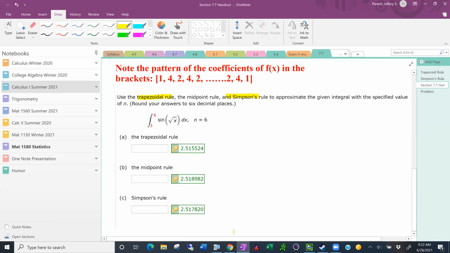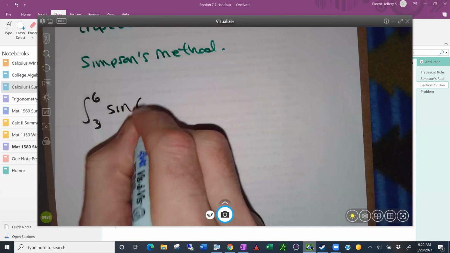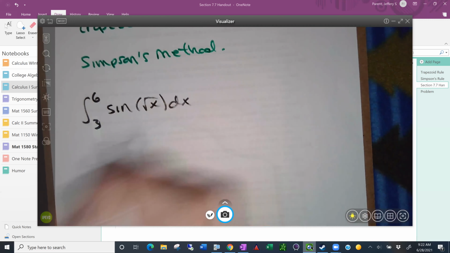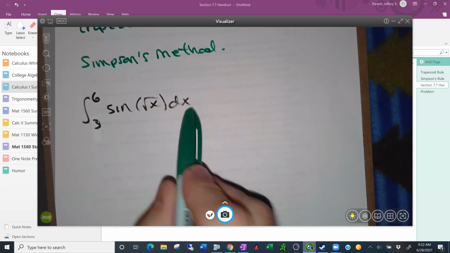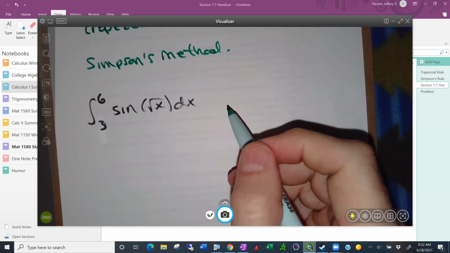So let's take a look here. The integral from 3 to 6 of sine of the square root of x dx. Where'd my Photoshop go? Oh, here it is. There we go. So 3 to 6. Sine of the square root of x dx. Please put that dx in your work. There's good reason for it. I'll share that with you later.